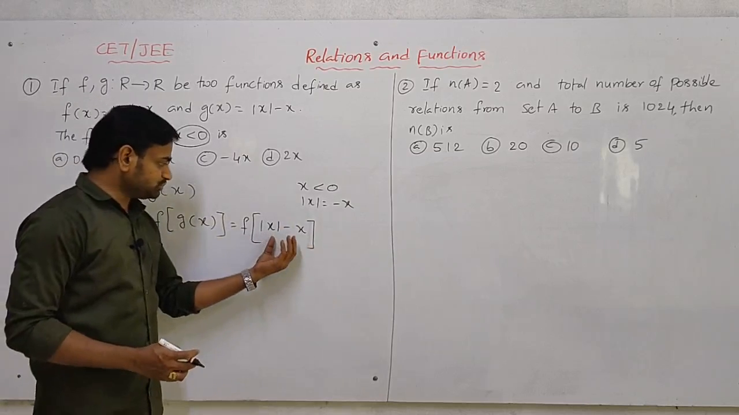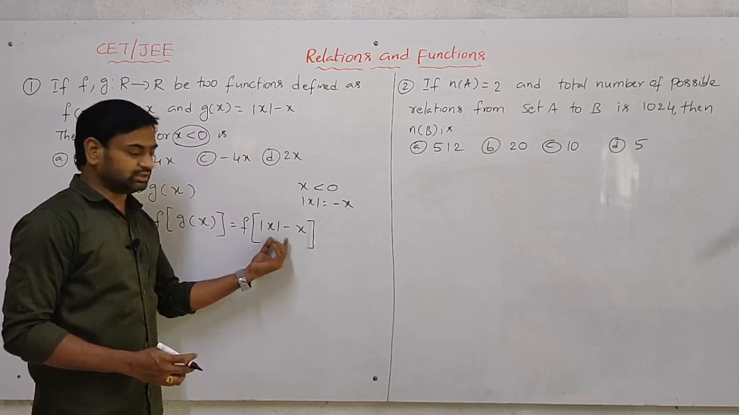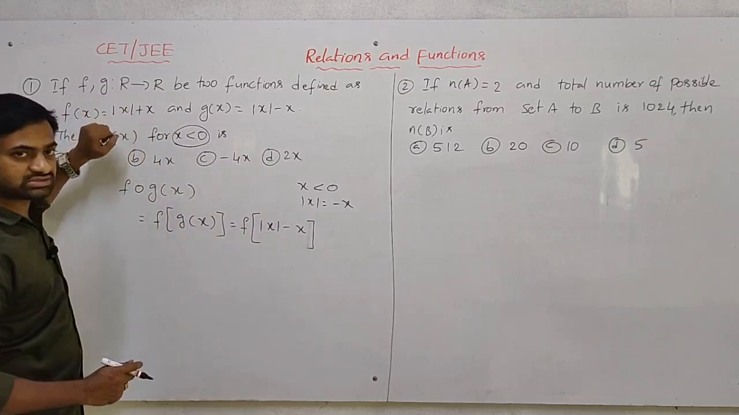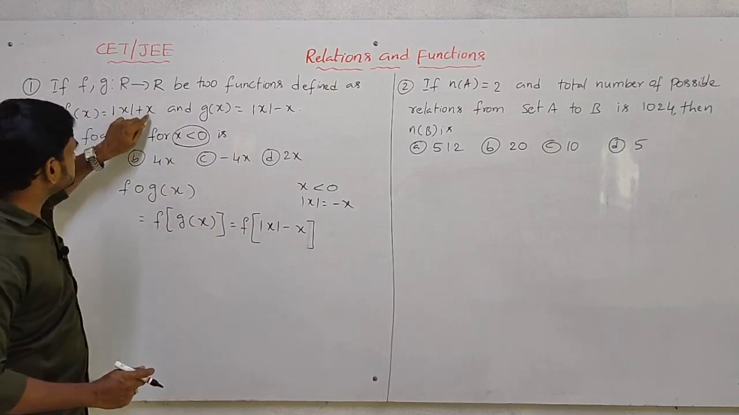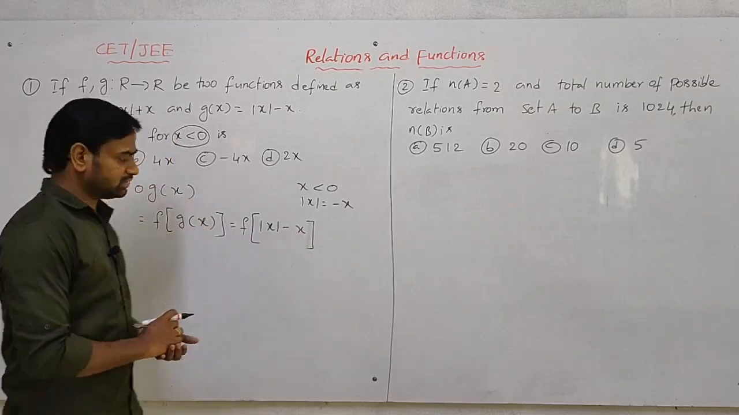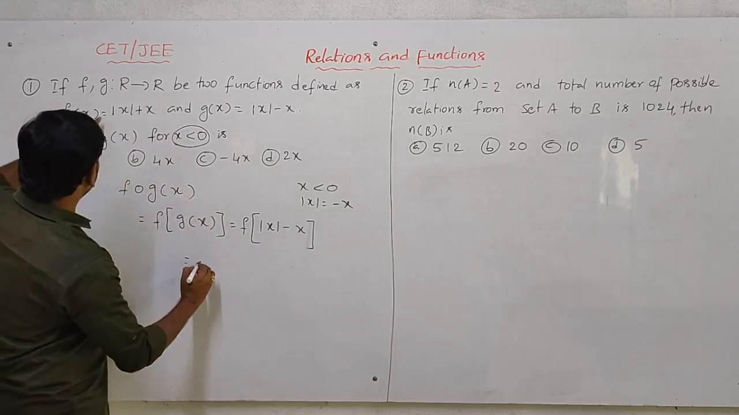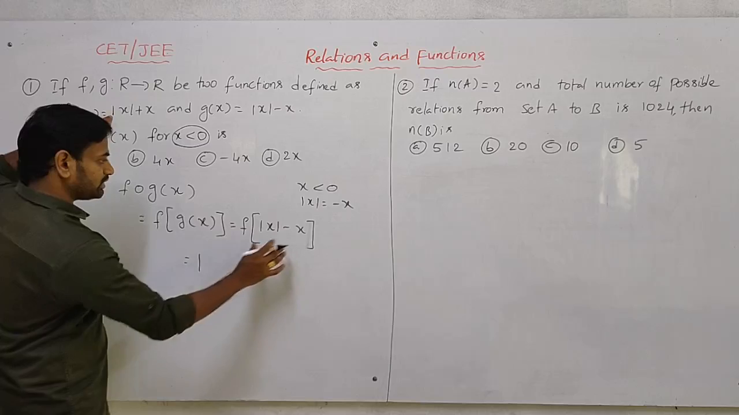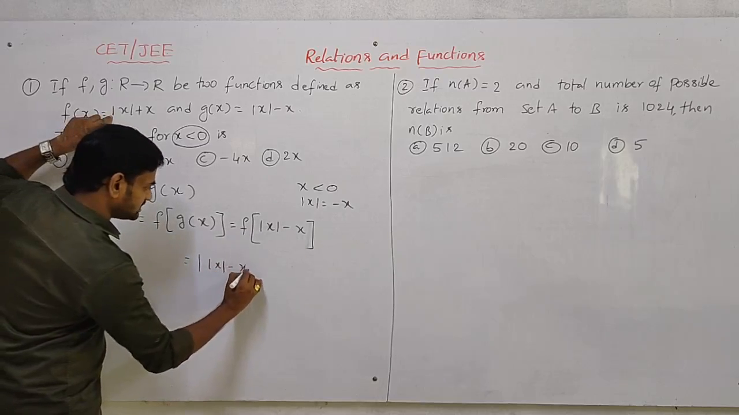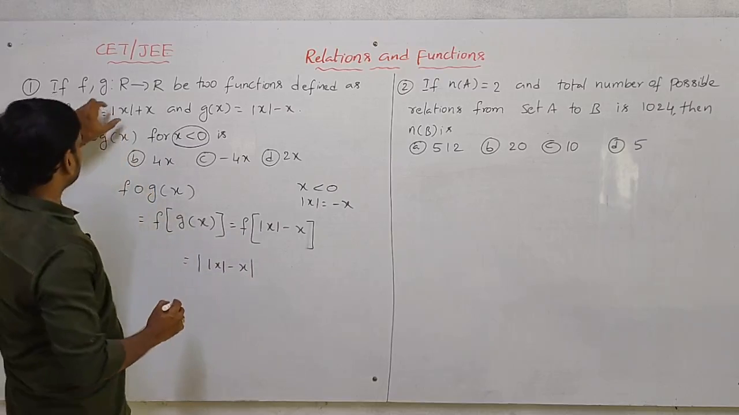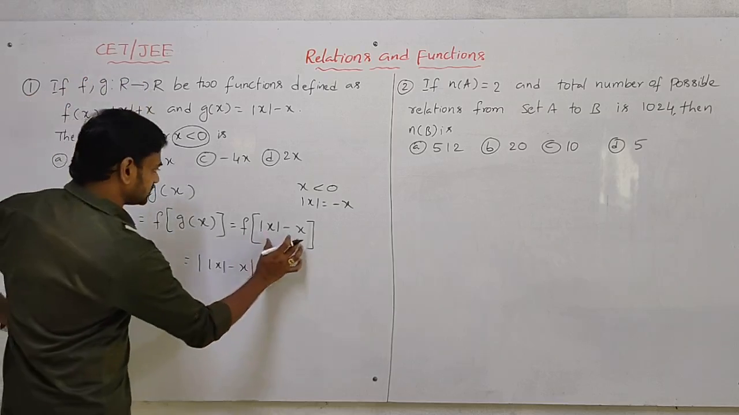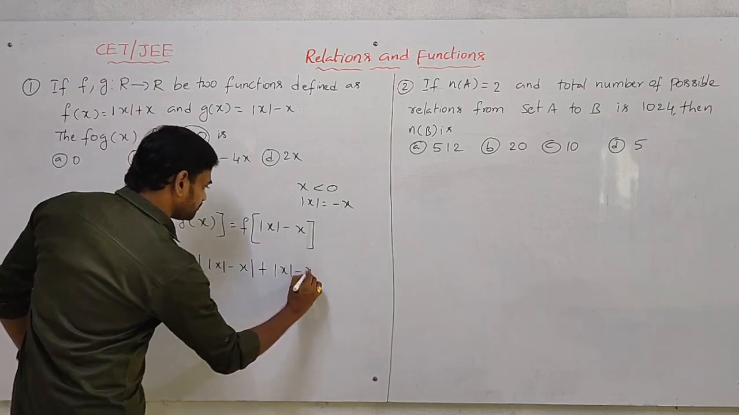Now we have to substitute this value in the f function. So f of x is mod x plus x. So in place of x, we have to put this value. Now here first mod is there, so I am adding this value, mod x minus x, mod complete within mod, plus x means this one, mod x minus x.